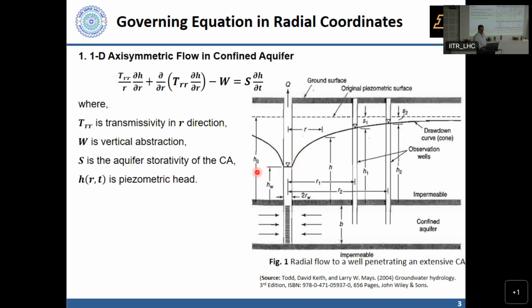Okay? And in this instance, as you see, h sub 0 is the initial piezometric surface height, and let's say that is horizontal. Then of course s at any location, and perhaps any time also, is going to be h sub 0 minus the current value of h.